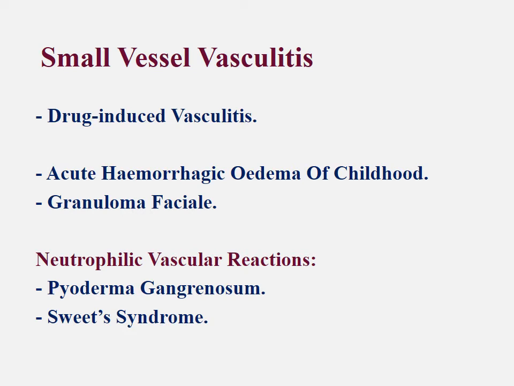In this first part of the vasculitis chapter, we are going to discuss the small vessel vasculitis, mainly drug-induced. We have the acute hemorrhagic edema of childhood, with edema of the dorsa of the hands and purpura, usually of infancy. And we have granuloma faciale, a chronic form with eosinophils in the granuloma, affecting mainly adult males. We have neutrophilic vascular reactions like pyoderma gangrenosum and Sweet syndrome.